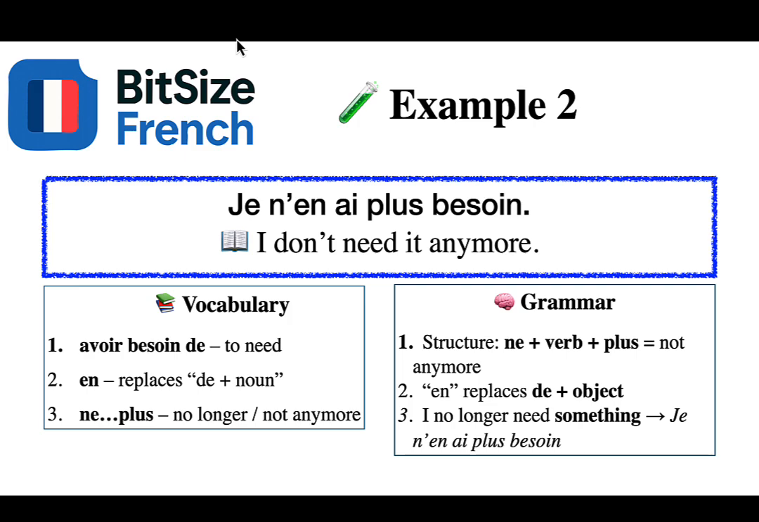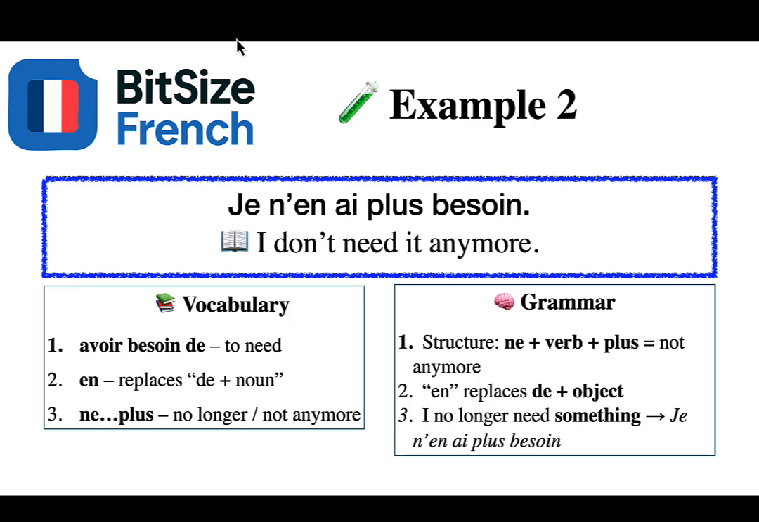So there are three vocab that we need to know. The first one is avoir besoin de, to need. You might notice en, again, is replacing the de plus noun at the end of besoin de, because after avoir besoin de, we put a noun. The third vocab is ne ... plus. It means no longer and not anymore.